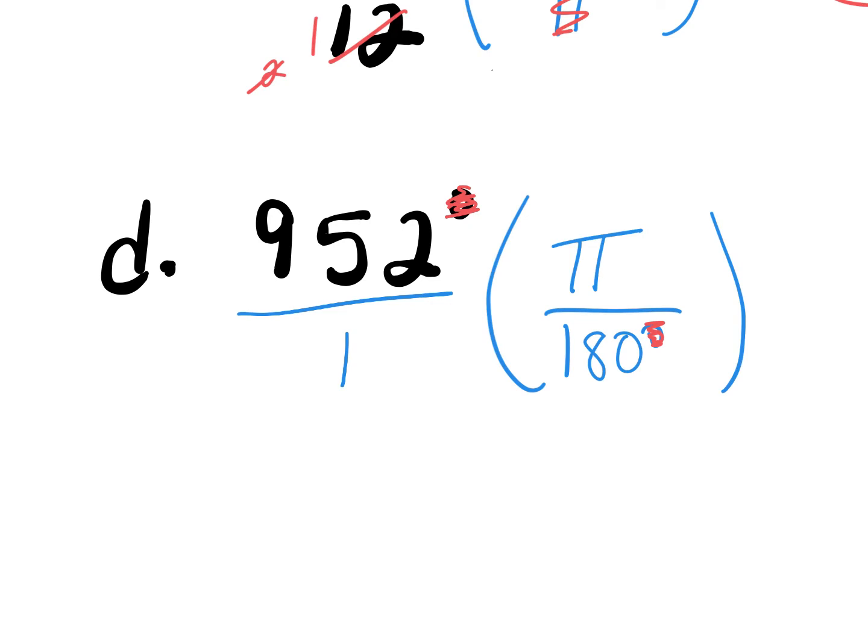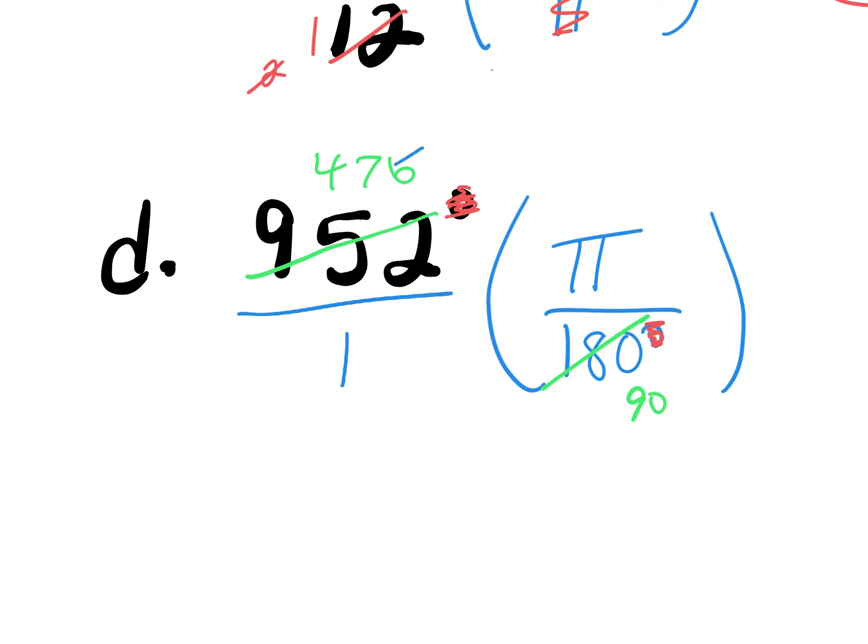Now I see that 2 goes into both of these, correct? They're both even. So what's 952 divided by 2? Sure. 952 divided by 2 is 476. I don't know why I wrote 76. All right, what's 180 divided by 2? 90. Okay, great. Are they both still even?